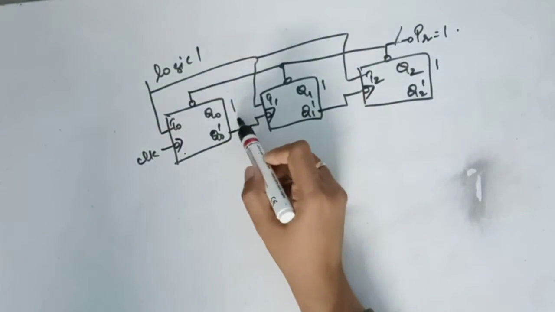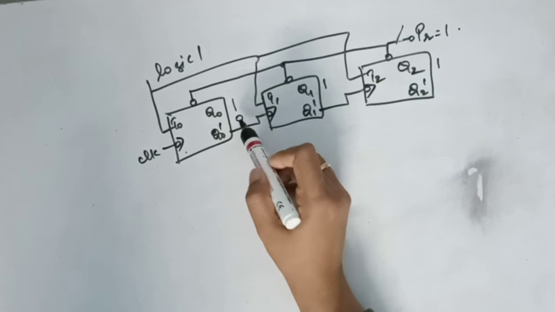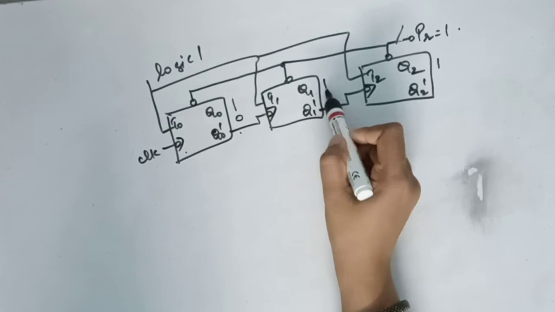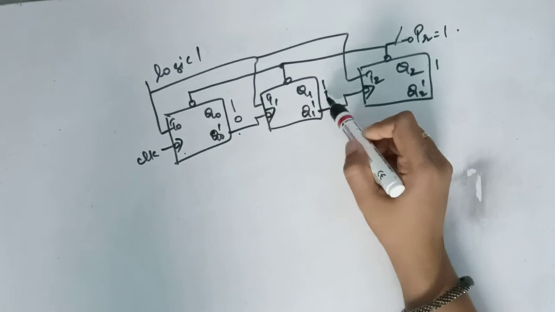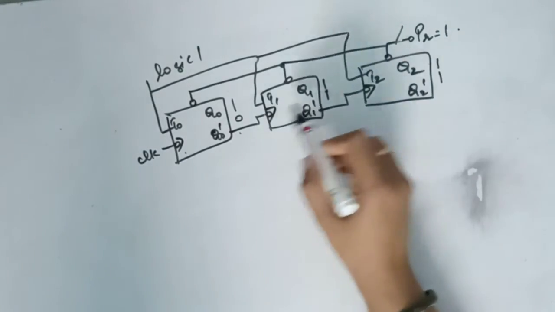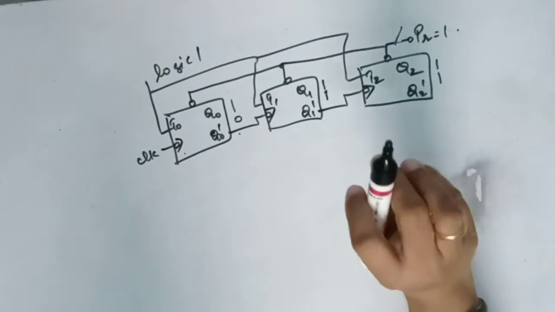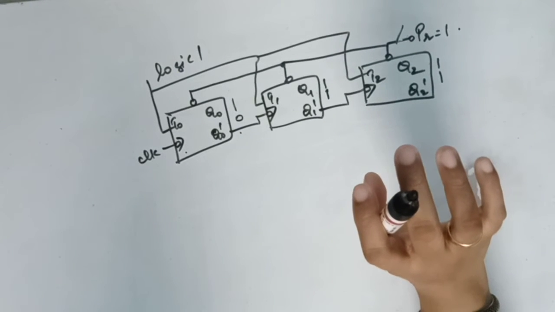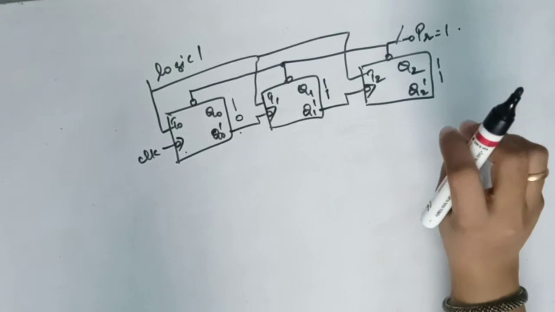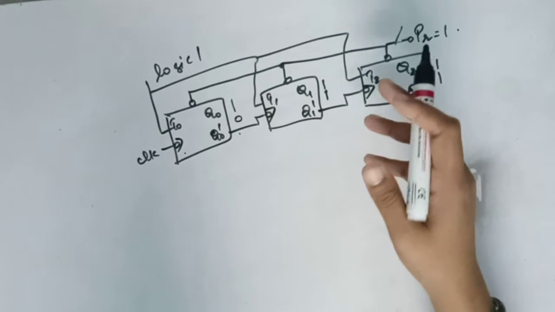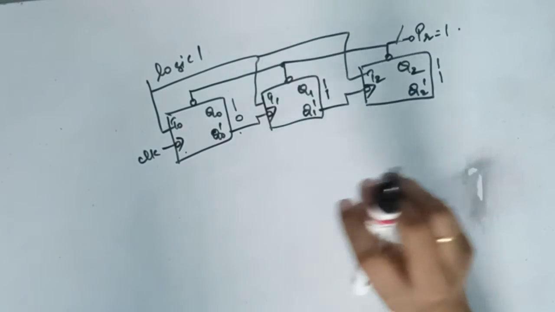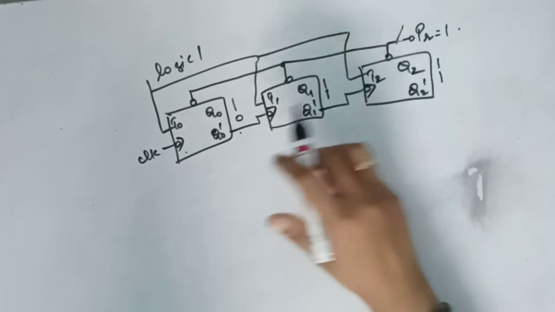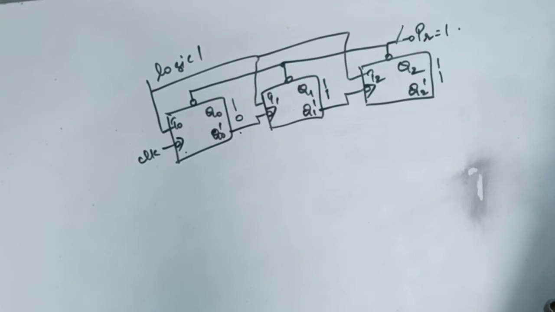Clock changes, this becomes 0, 1 to 0, so the next goes 0 to 1, no change. So this becomes 1 itself. 1 to 1, no change. So 1 1 0. Likewise, with the clock, it will act as a normal down counter. So if you want to set the initial case or any intermediate case, a particular flip-flop to 0 or 1, you can make use of preset or clear.